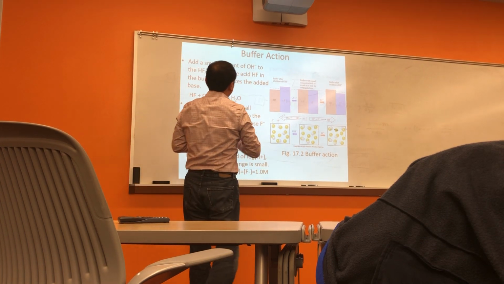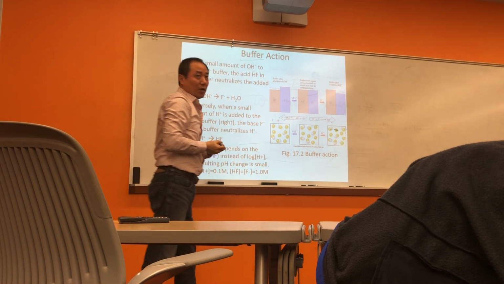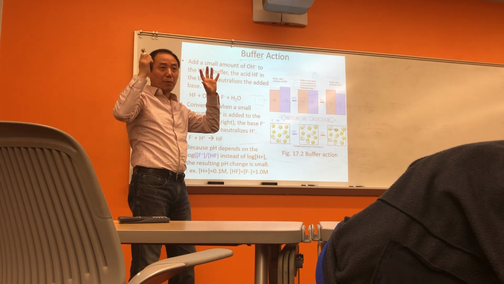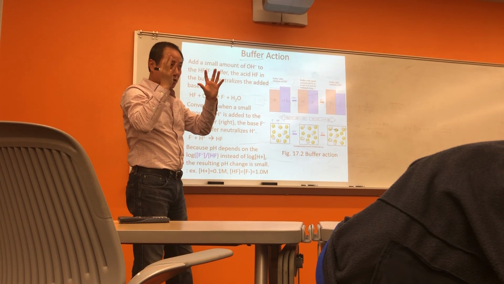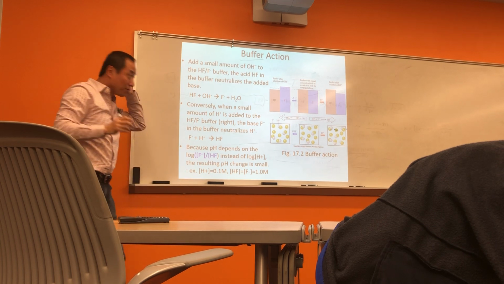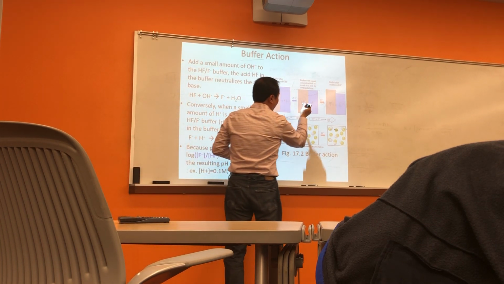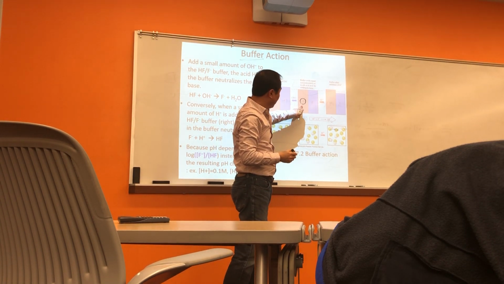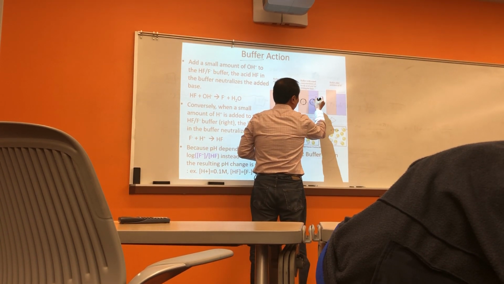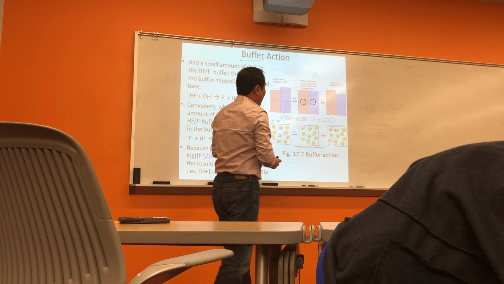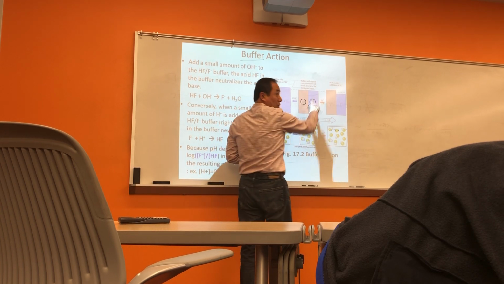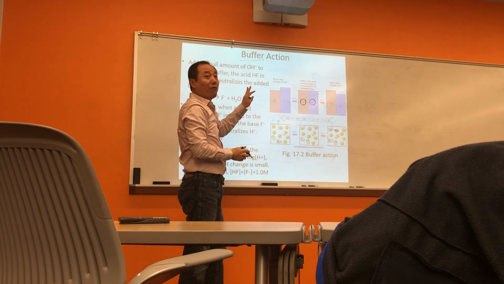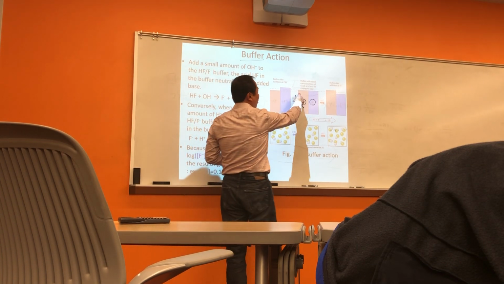Let's see how a buffer acts. A buffer is a conjugate acid-base pair together, and they should be weak, not strong. As an example, hydrofluoric acid is a weak acid, and its conjugate base is the fluoride ion. As long as we have a certain amount of both, we call it a buffer. It doesn't have to be an equal amount.